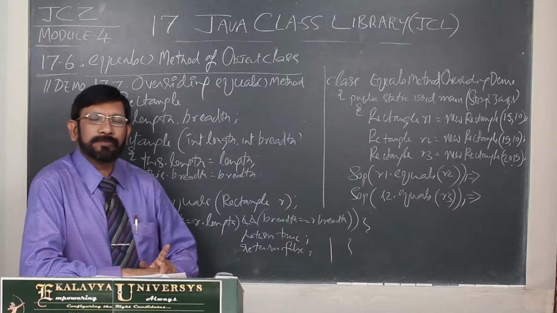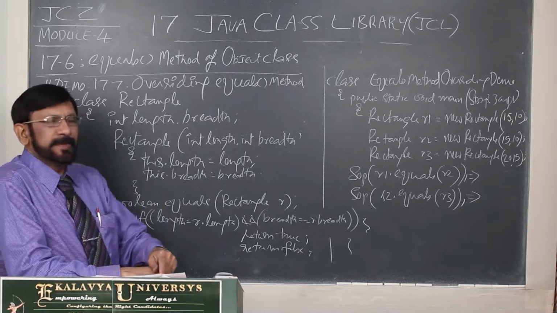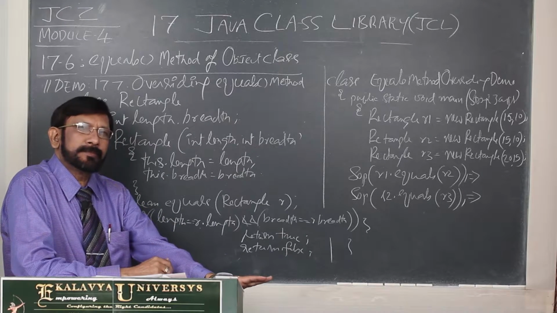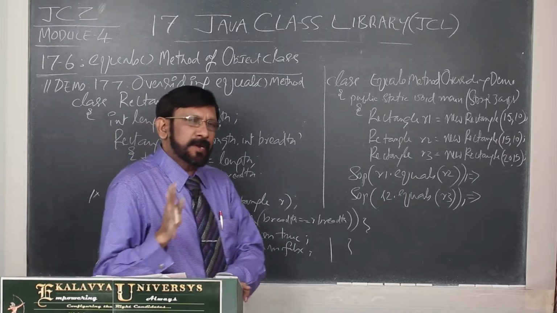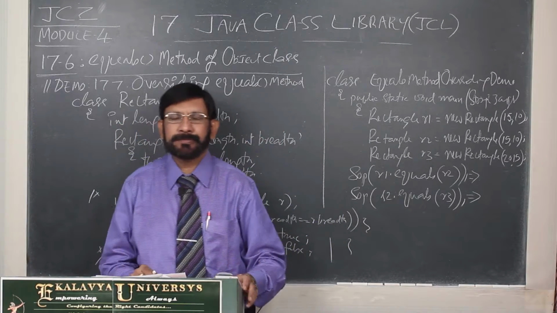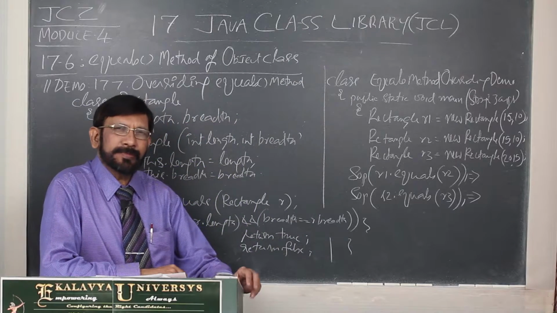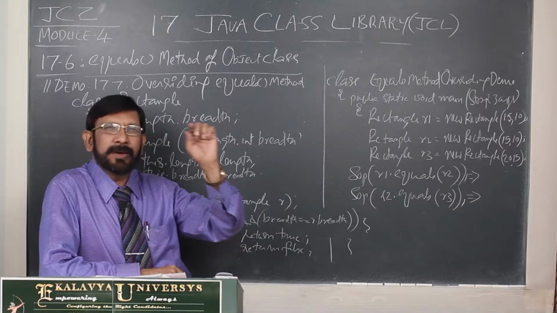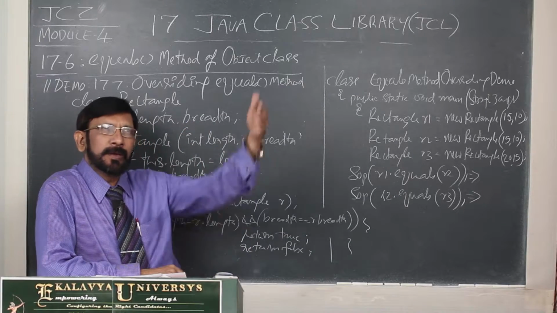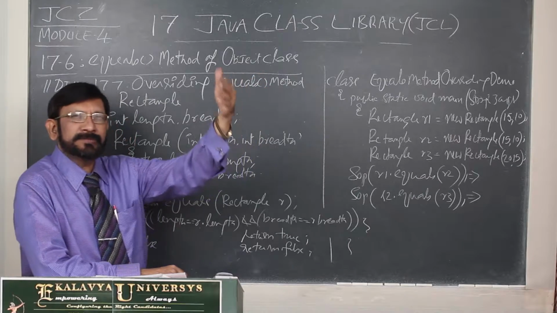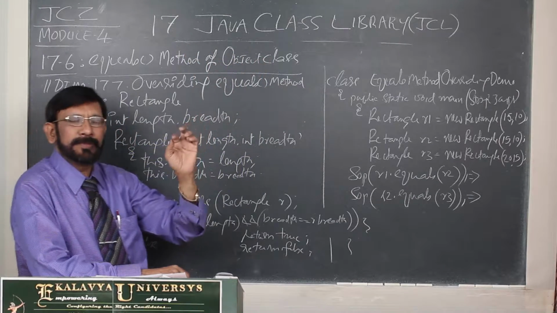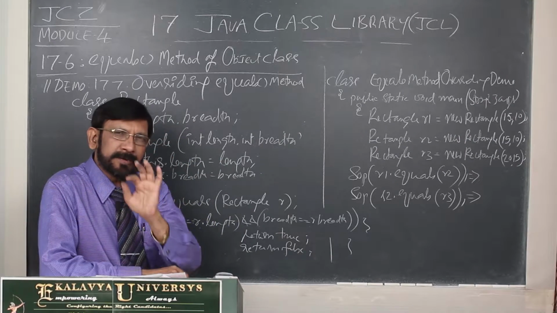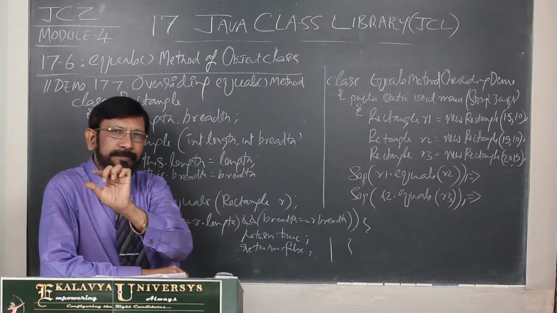Through this demo, I am explaining the overriding of the equals method. Why overriding is required, I already explained to you. Once again, I will brief it. As far as the equals method is concerned, by default, whatever a class inherits from the Object class tests the equality of the reference. It does not test the equality of the content.